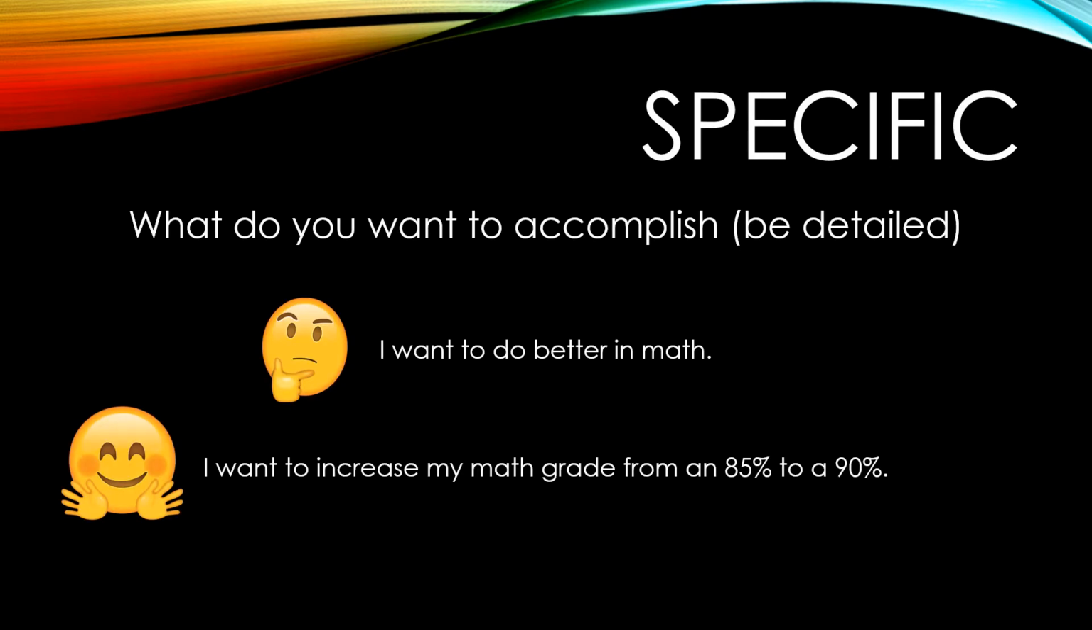The S in SMART goal stands for specific. What is it that you want to accomplish? You need to be very detailed. So the first example is, I want to do better in math. Okay, that's a great goal, but let's be a little bit more specific. How about, I want to increase my math grade from an 85% to a 90%.